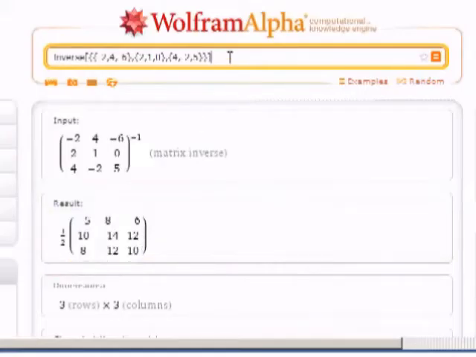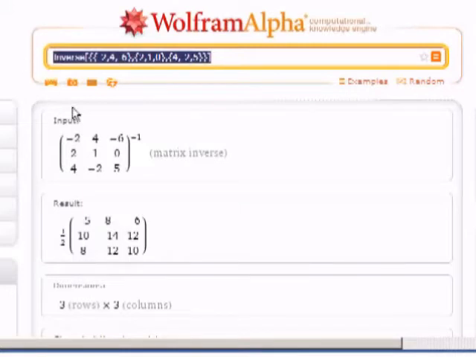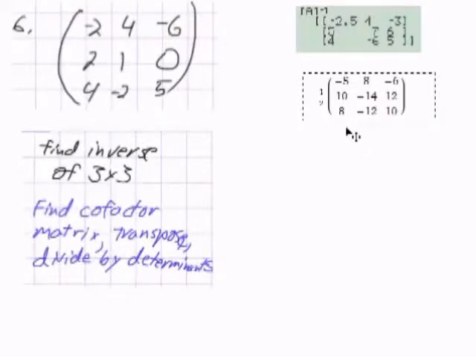There is also some free software online that would allow you to type in the matrix and get the inverse. And you can see these two outputs give us the same thing. They look a little bit different. This one has already multiplied through by the 1/2. This one you have to still do that. So 10 divided by 2 is 5. -14 divided by 2 is -7, etc.